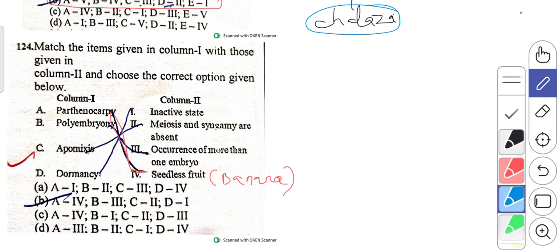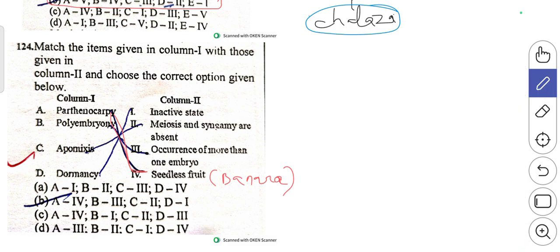Then next one, polyembryony, where the occurrence of more than one embryo is seen. Then apomixis, where seeds get formed without fertilization. Meiosis and syngamy are absent, that is fertilization is absent. Then dormancy, it is an inactive state. So for this question, B is the right answer.